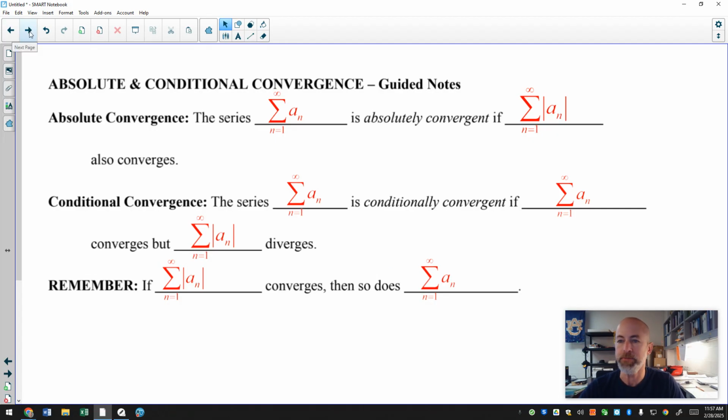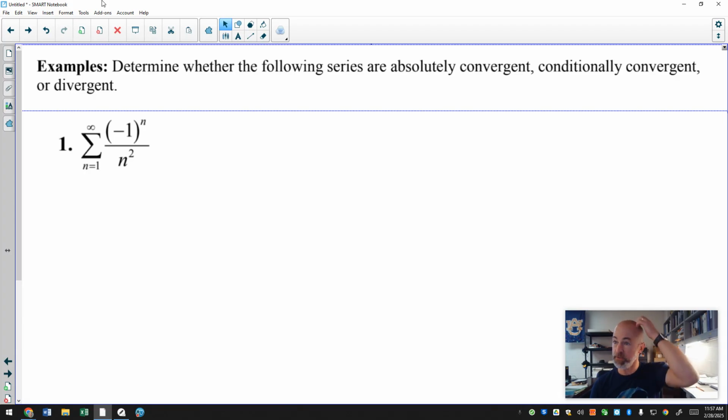And let's look at a few examples. That is it for the notes. Let's just do some examples now. So we're determining whether these series are absolutely convergent, conditionally convergent, or divergent.